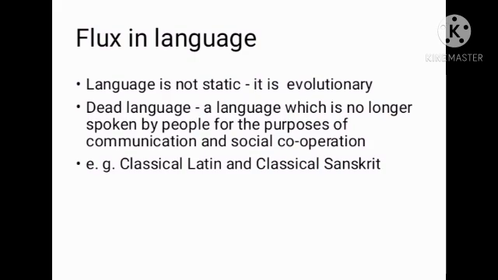That means still these languages are used in academic purposes, but they are not used for communication and for social cooperation. So they are called as dead language. Languages like classical Latin and classical Sanskrit are dead in this sense, but they have not actually died. They have developed into different forms by a process of continuous change. Yes, all living languages change with the rate of change varying from language to language and from time to time.